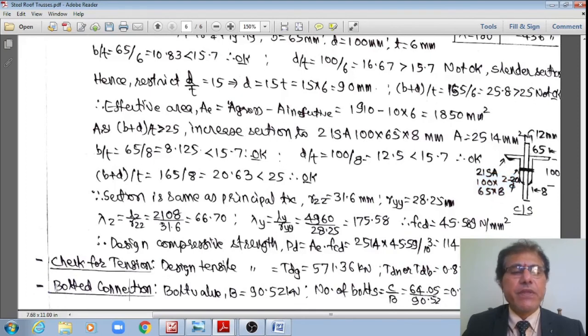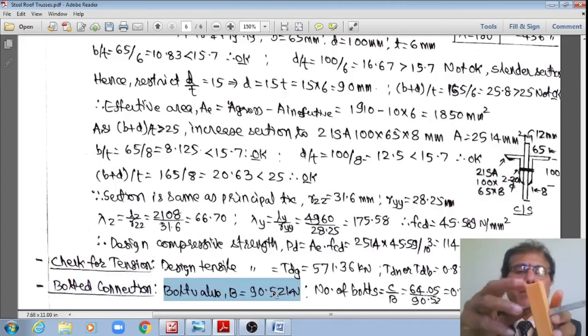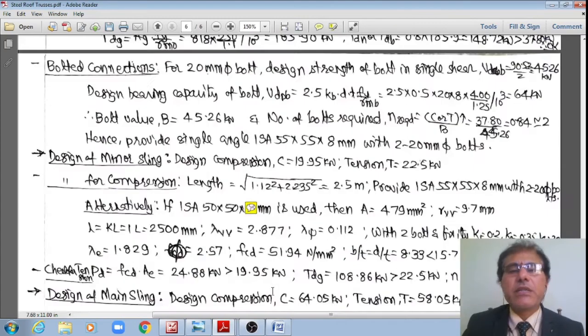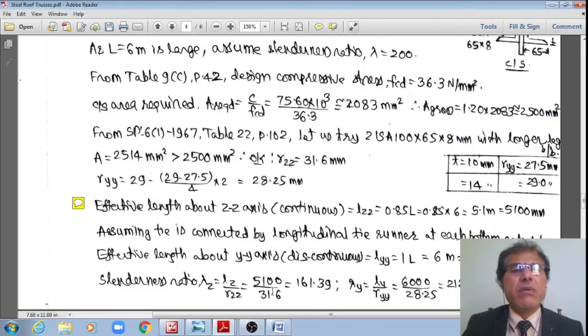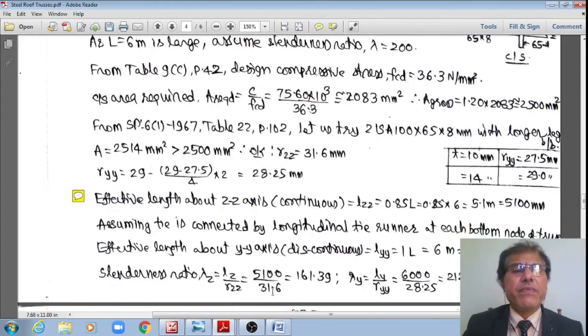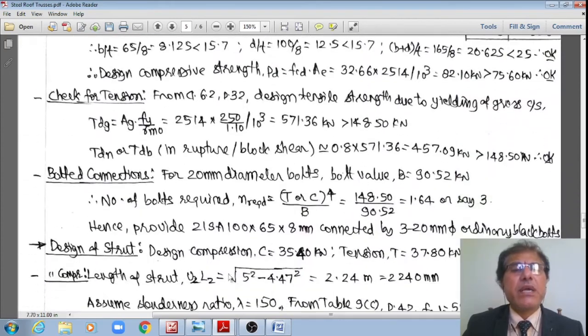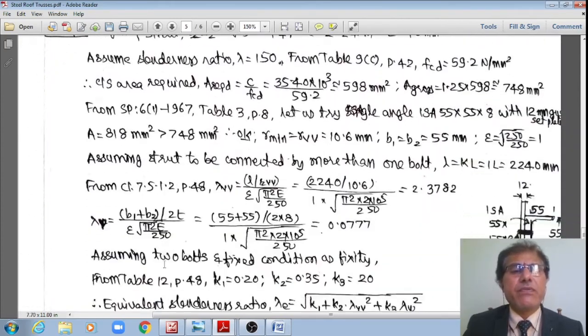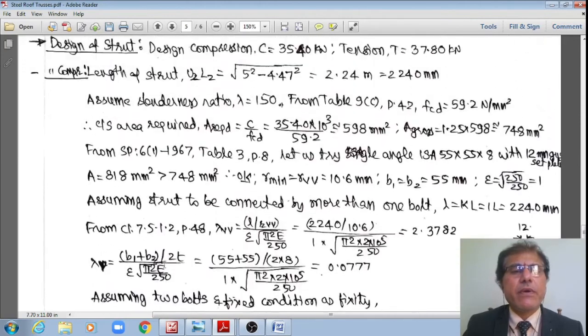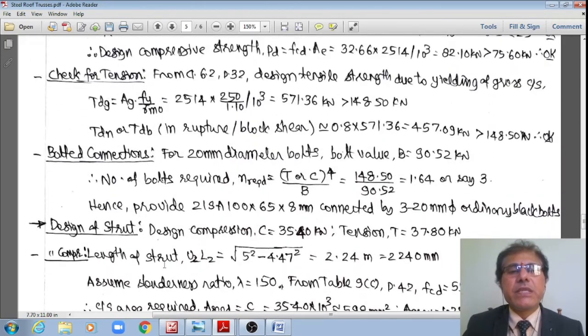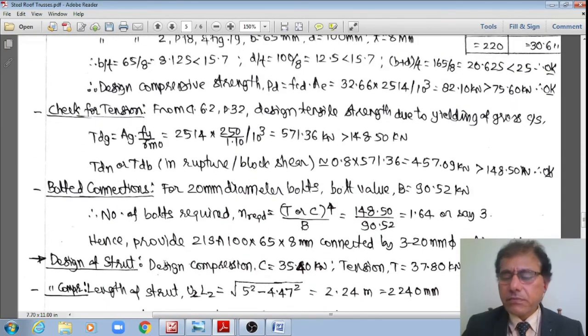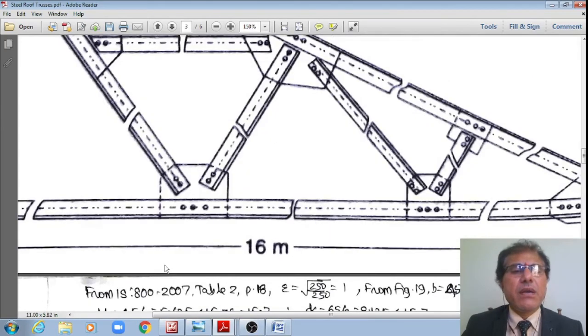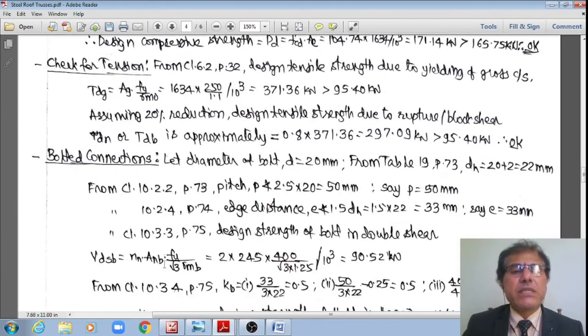Now, the next subheading is the bolted connections. Just now we have seen in the previous subheading that because two angles are connected back to back, these are in double shear. Therefore, the bolts are in double shear. This is in double shear.